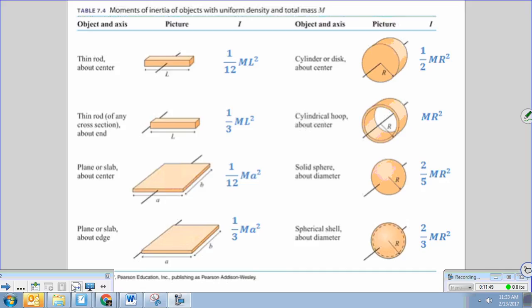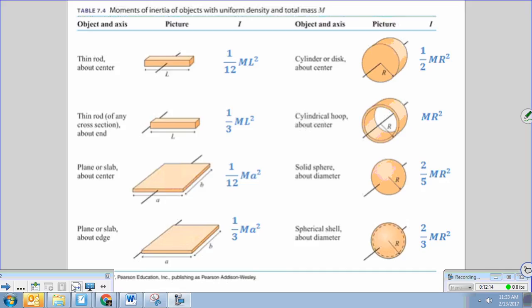So this one we'll use a lot. Anytime there's a door or a gate or something, this is the equation you use. Now notice, you guys, to calculate the rotational inertia of what they call a plane or a slab, it's 1/3 mass times a squared. And notice the drawing. The a is the width of the door. Okay? It's not the acceleration.